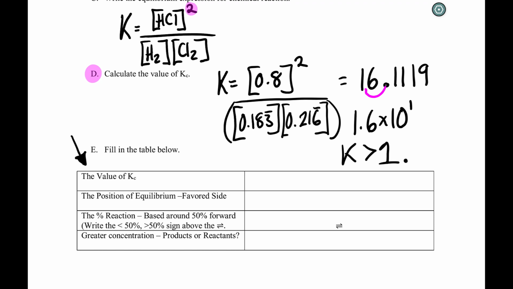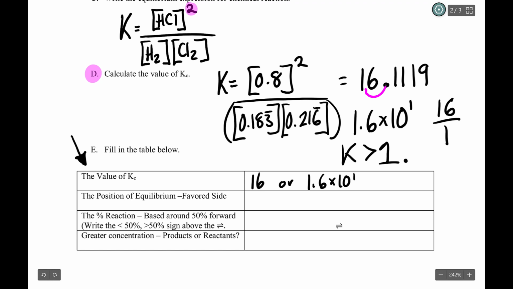Okay, now that you've had a chance to do that, let's fill it in. So I could either put in 16, or I could put in 1.6 times 10 to the 1. Remember, this is unitless. It's just a ratio, and the ratio essentially is 16 to 1. All right, which position of the equilibrium is favored? Anything greater than 1 favors the products. And all that means is you have more products than you have reactants at equilibrium.